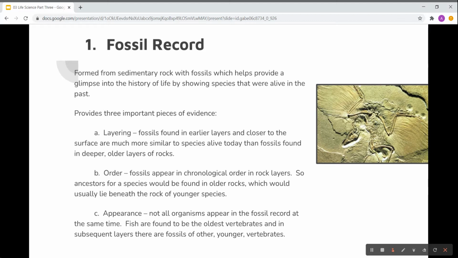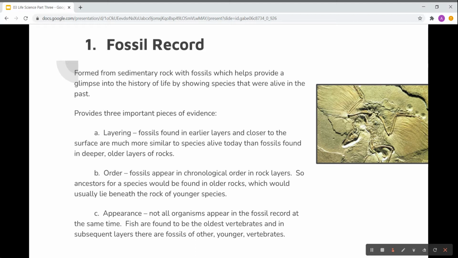There's three important pieces of evidence. The layering: fossils found in layers closer to the surface are more similar to species alive today than fossils found in deeper, older layers of rock. Which makes sense because the older rock would be lower as rock builds up.